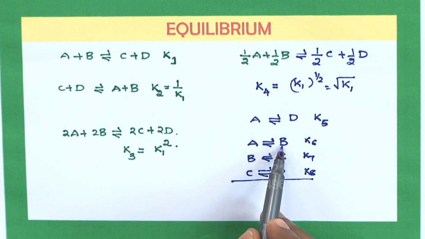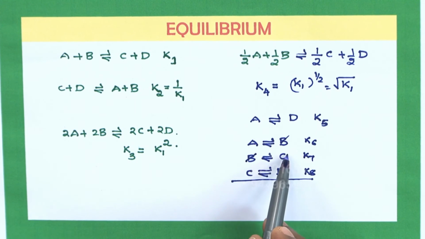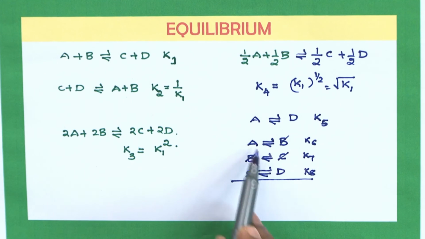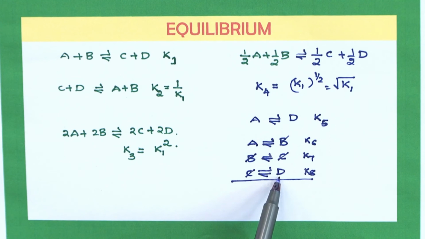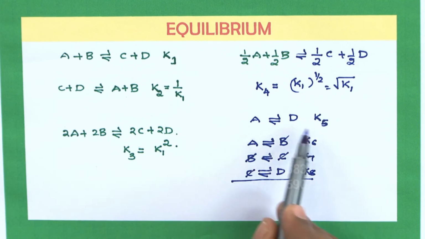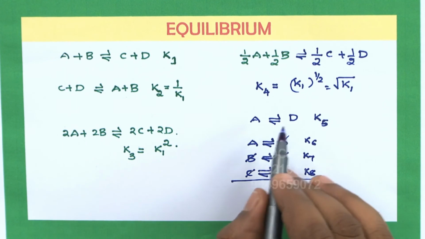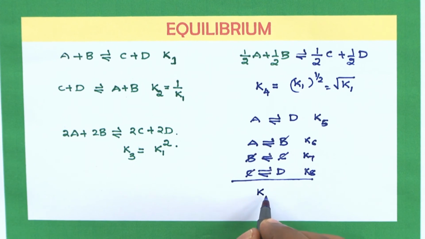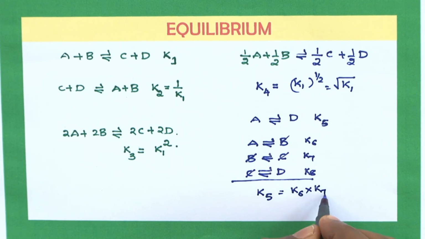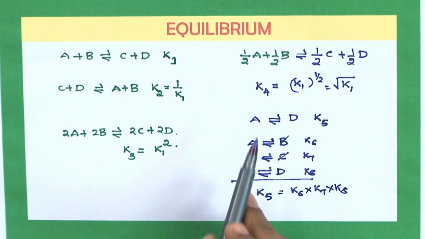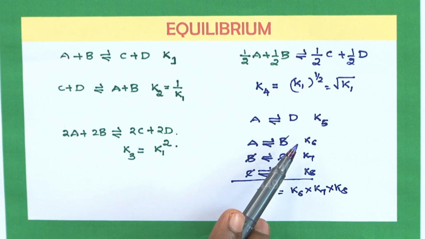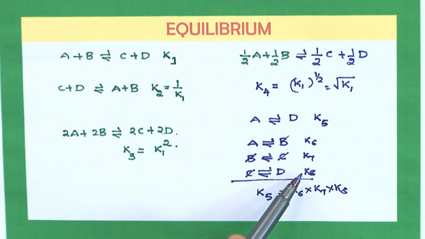See, B is formed, it reacts back to give the product. C formed, reacts back to give the product. The overall reaction will be A in equilibrium with D. So if the reaction occurs in two or more steps, then the equilibrium constant for the overall reaction, that is K5, will be the product of the equilibrium constants for the stepwise reactions. That is, equilibrium constant K5 will be equal to K6 into K7 into K8.